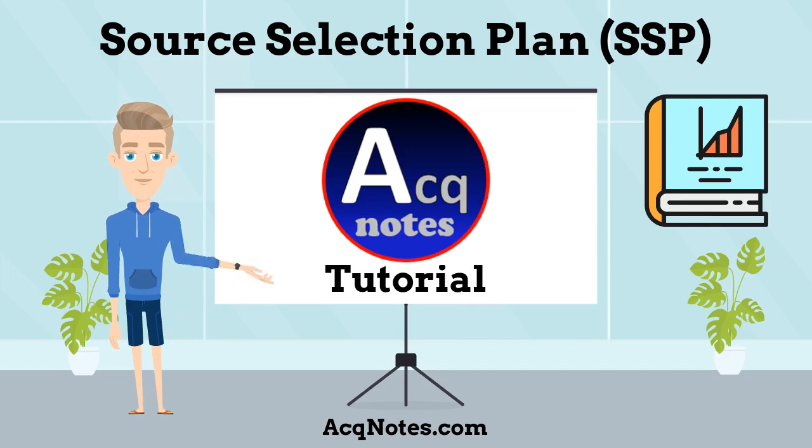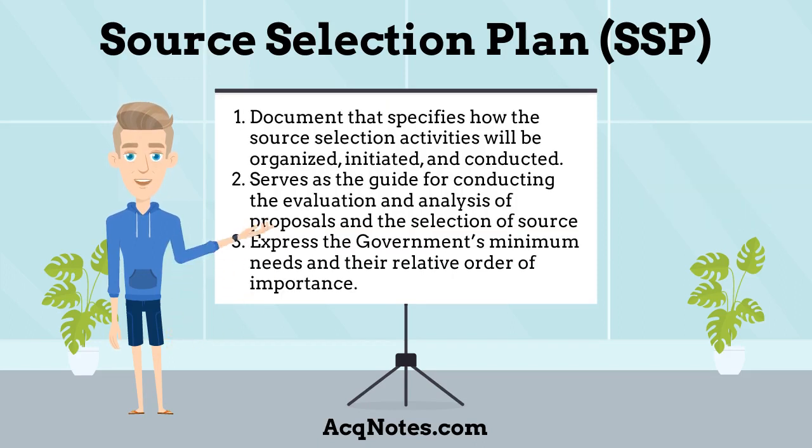Source selection plan. The source selection plan is a key document that specifies how the source selection activities will be organized, initiated, and conducted. It serves as the guide for conducting the evaluation and analysis of proposals, and the selection of sources for the acquisition. The SSP must clearly and succinctly express the government's minimum needs and their relative order.